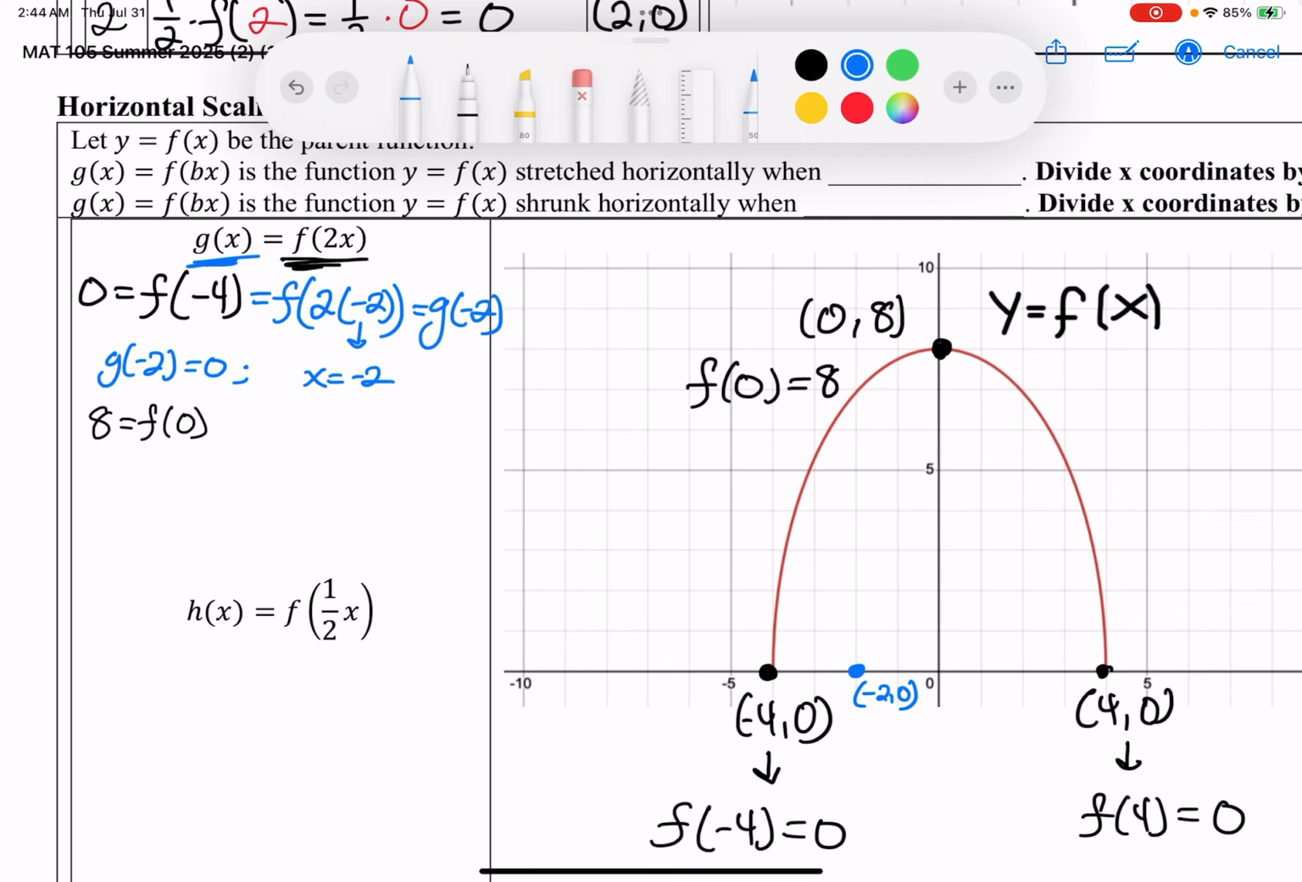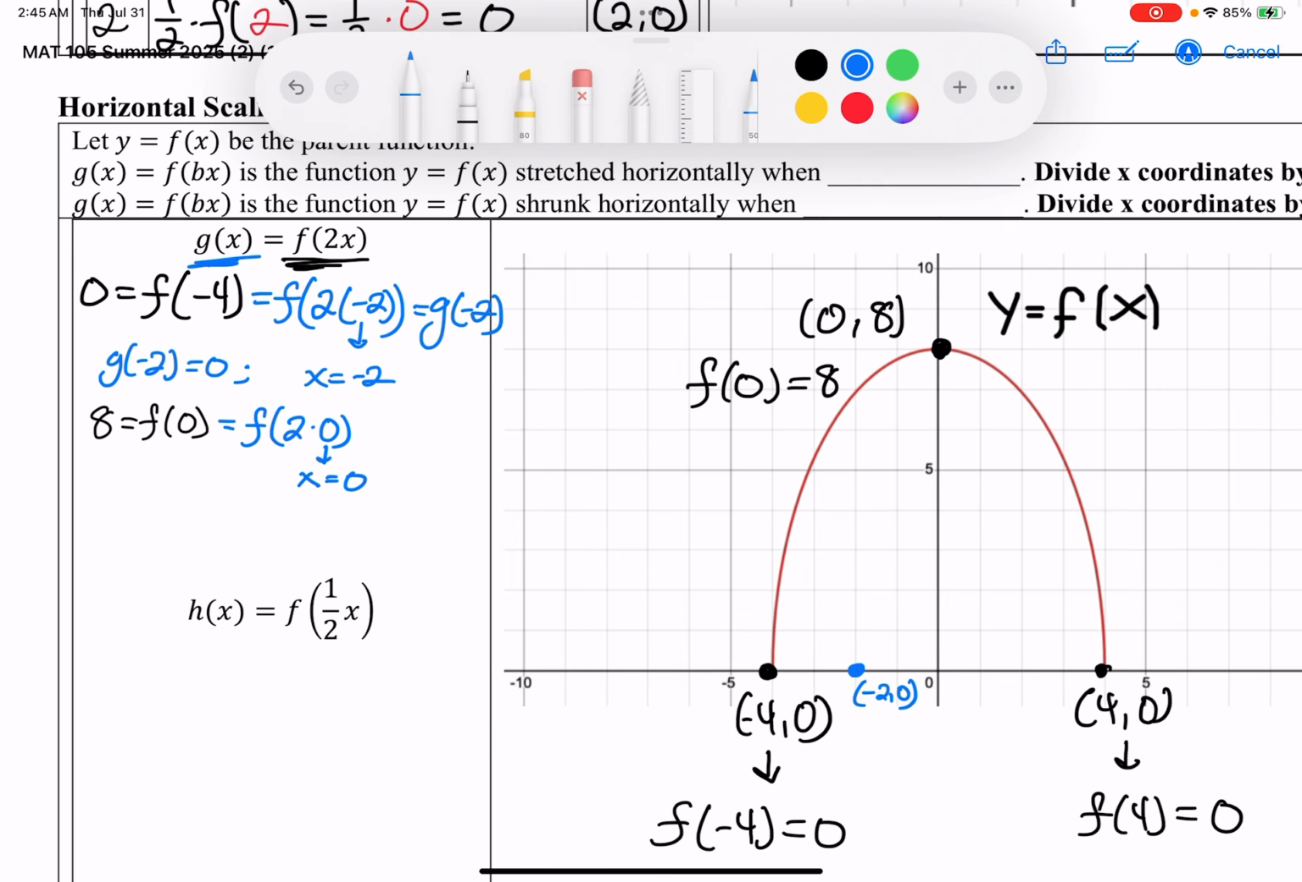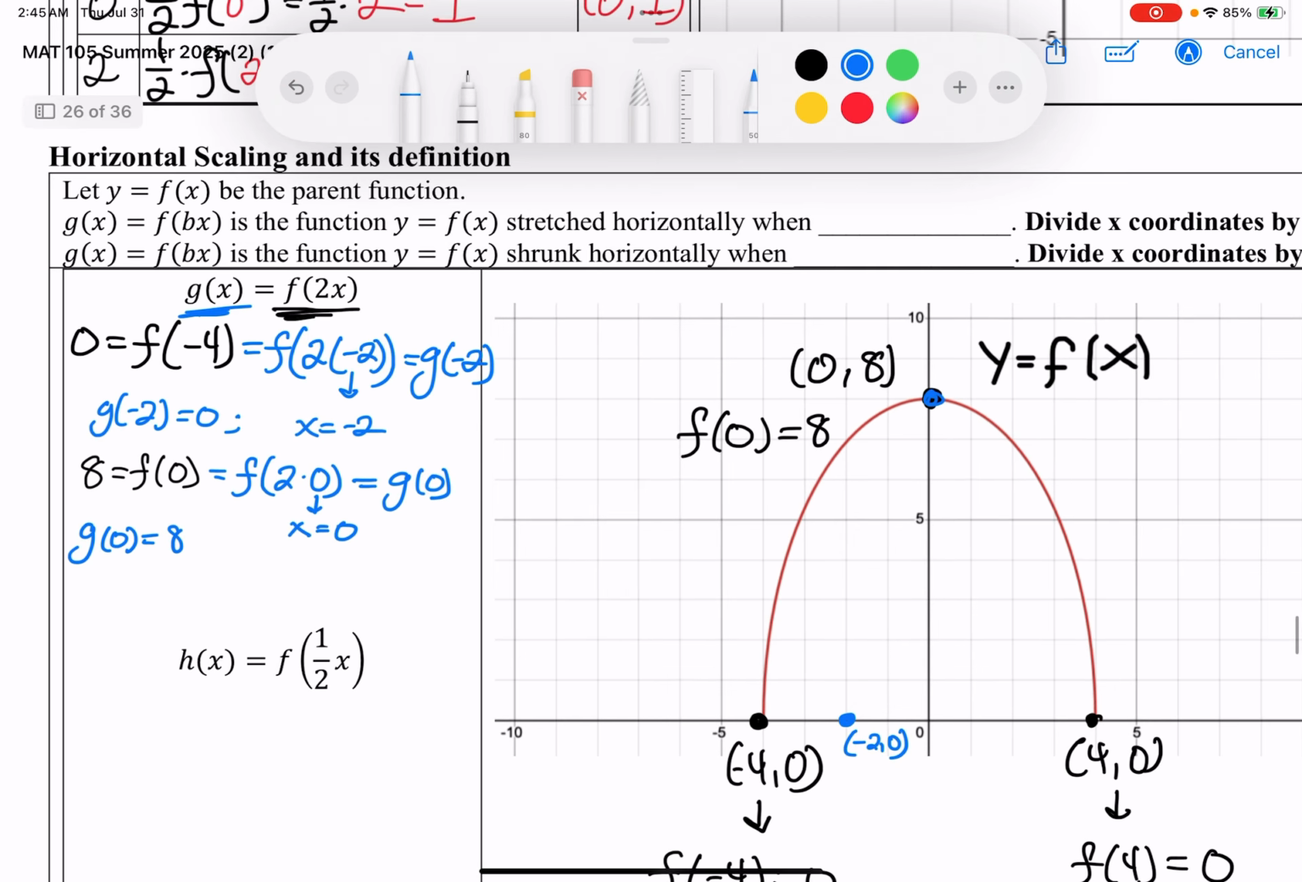And I can rewrite this as f of 2 times 0, because 2 times 0 is still 0. But more importantly, I produced the inside as 2 times something. So that means that my x is going to be 0. And we know that f of 2x equals g of x. So this is going to equal g of 0. So hence, g of 0 equals 8. And that stays the same. So I'll also write it up here, 0, 8.